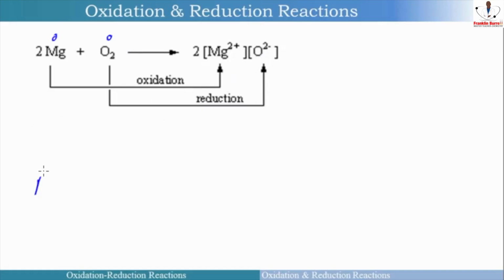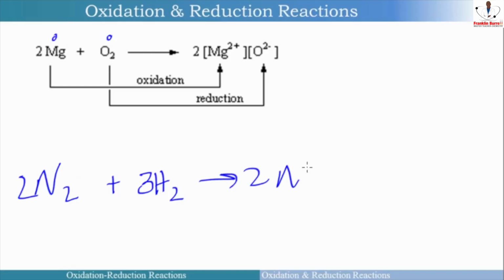Let's look at our equation. N2 plus 3H2. Let's put a 2 here, and that will give us 2NH3. So that's ammonia gas. Now we know that N2 is by itself, so that's 0. And H2 is also by itself, so that is 0. We know that H is plus 1, but we don't know this. So this we can work out here to assign the charge to know what's happening in terms of oxidation and reduction.